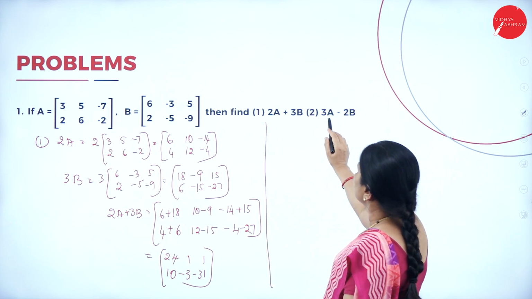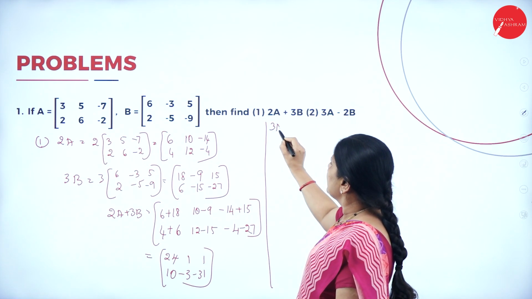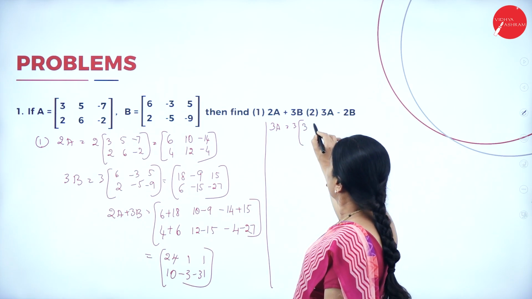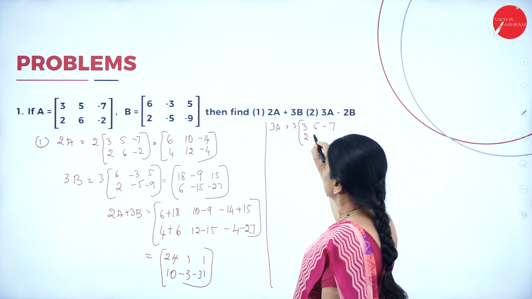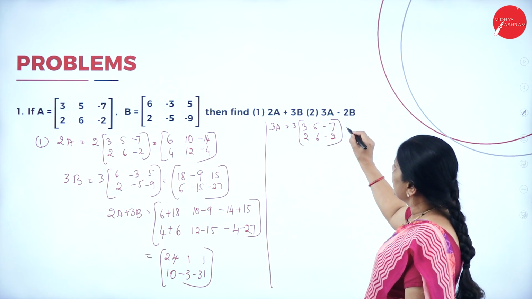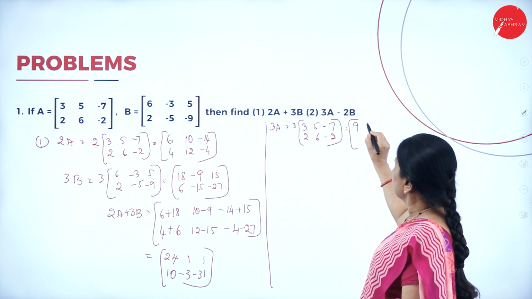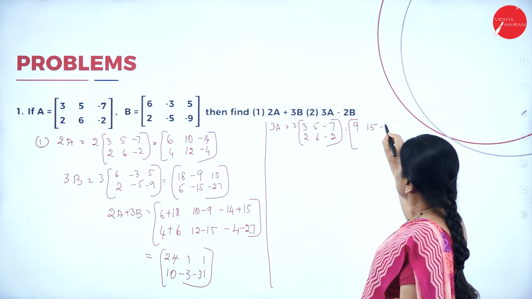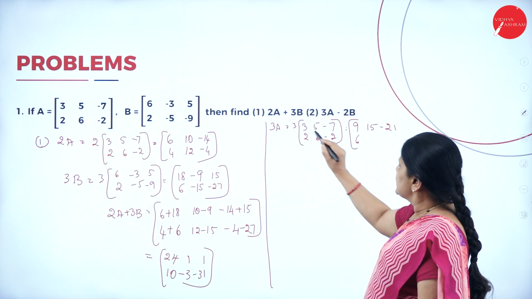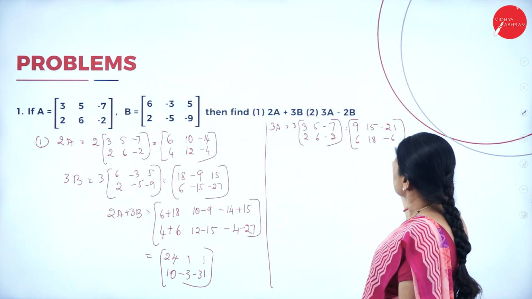Now, we will do this. 3A minus 2B. Now, I write 3A equals 3 into 3, 5, minus 7, 2, 6, minus 2. Now, I will multiply each element by 3. So, this will be 3 3s are 9, 3 5s are 15, 3 7s are 21. Again, 3 2s are 6, 3 6s are 18, 3 2s are 6.